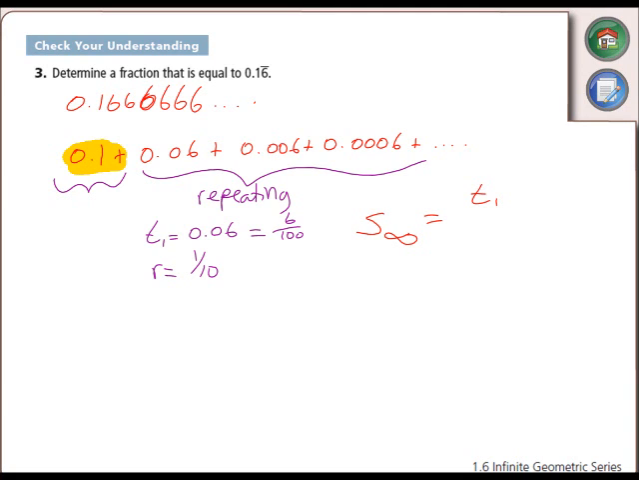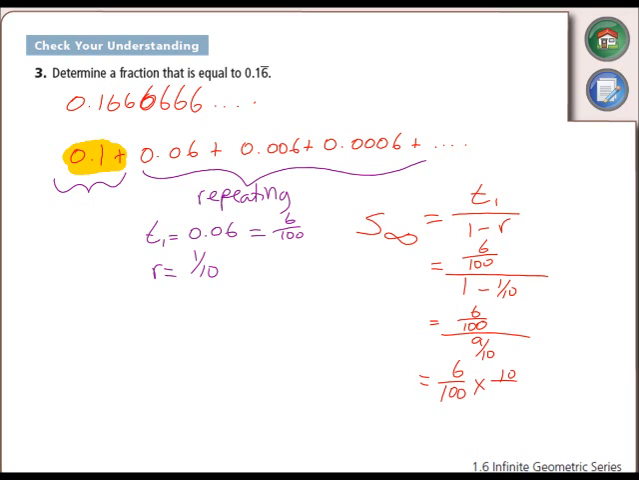Well, into our formula we go. T1 over 1 minus r. Let's fill it in. T1 is 6 over 100, 1 minus 1/10. Okay, well that's 6 over 100 over, there's the main divide sign. Got to make sure you remember where that one is. Over 9/10. Dividing is the same as multiplying by the reciprocal. So we've got 6 over 100 multiplied by 10 over 9.